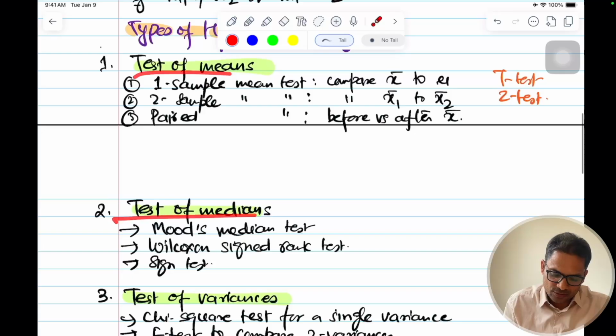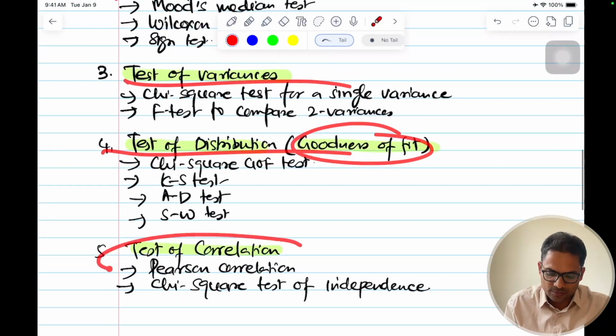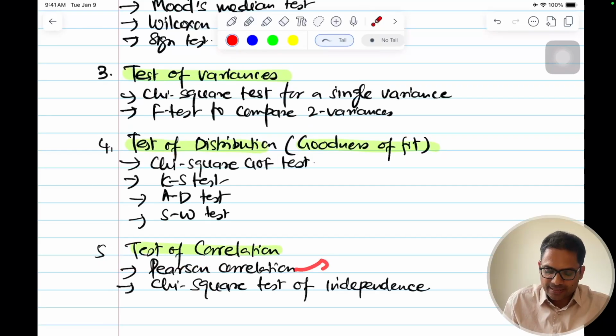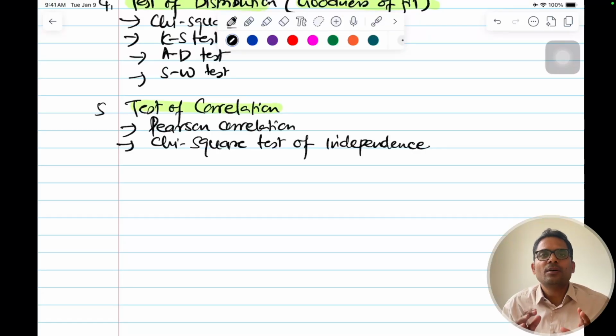Okay, test of means, test of medians, test of variance, test of distribution, goodness of fit, and then test of correlation. Okay, there is Spearman's rank correlation coefficient also here. So these are used. Now let's move to the framework.